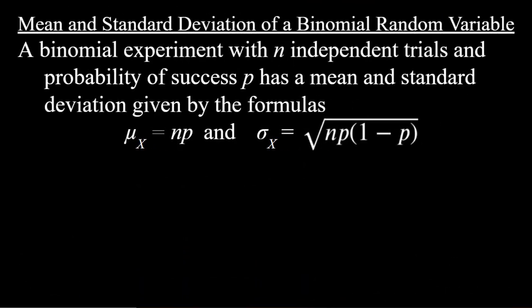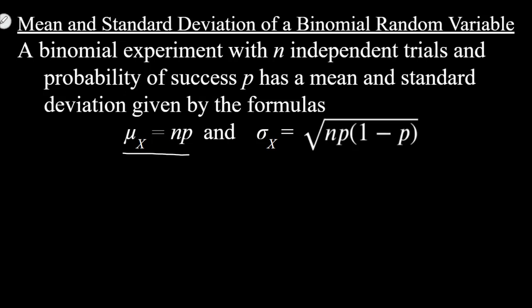Now here are the formulas for us to be able to find the mean and the standard deviation of a binomial random variable. So a binomial experiment with n independent trials and a probability of success p has a mean and a standard deviation given by these formulas. Now, finding the mean is super easy. We probably would never even use a calculator for this. The mean of uppercase X is just n, the number of trials, times p, the probability of success. So that one's really easy.